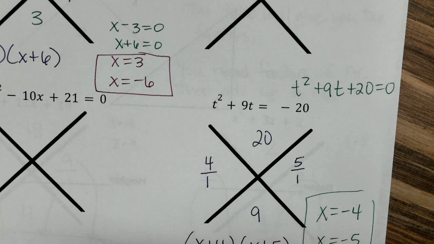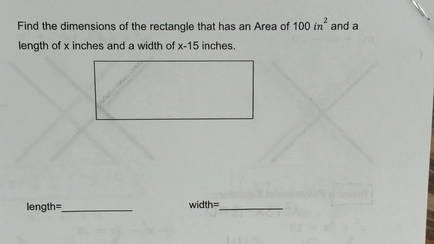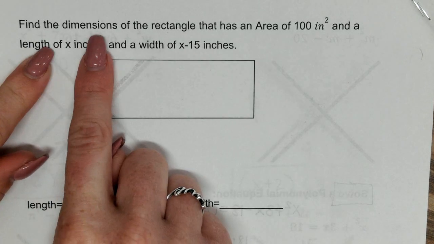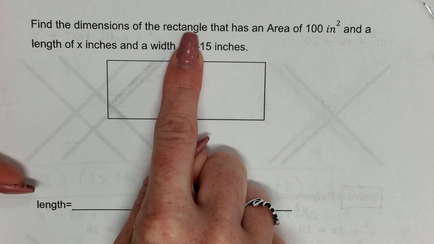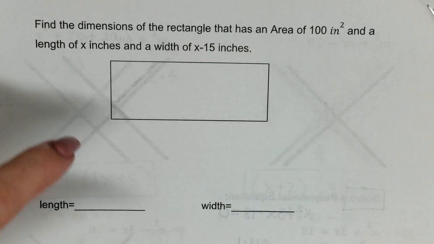Let's look at some real-world examples. These are not hard, and these have been on the EOC before. So you need to pay attention how to set it up and how to know it's a quadratic. Find the dimensions of the rectangle that has an area of 100.